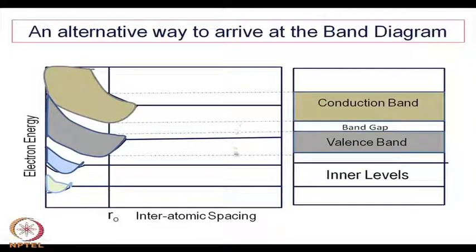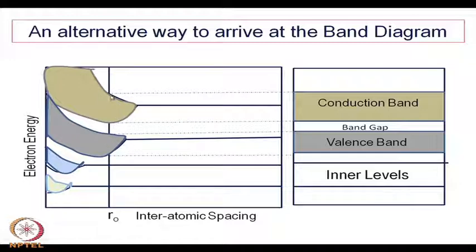So, they have discrete, single energy levels, whereas when they come closer to each other, they interact, the electron clouds overlap with each other, particularly for the outer orbitals first, and then there is a degeneracy splitting, the energy gets split and you have a band of energy here. Wherever there is an overlap, there will be a band of energy.